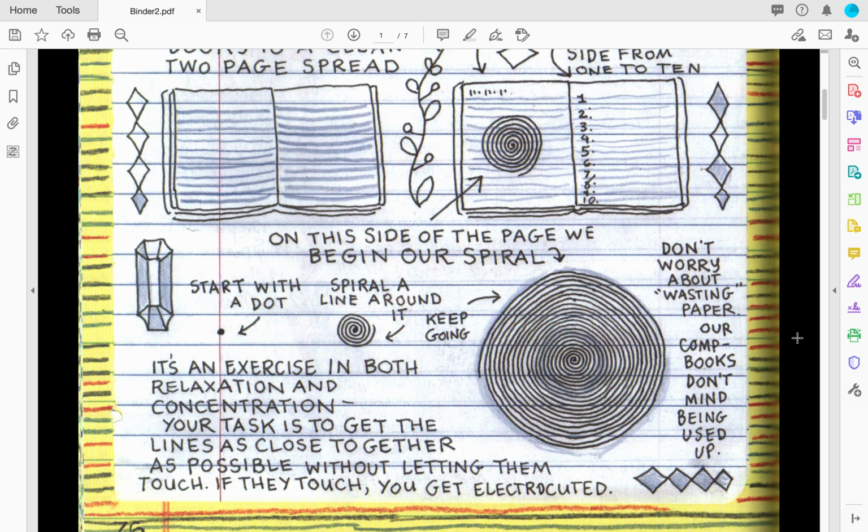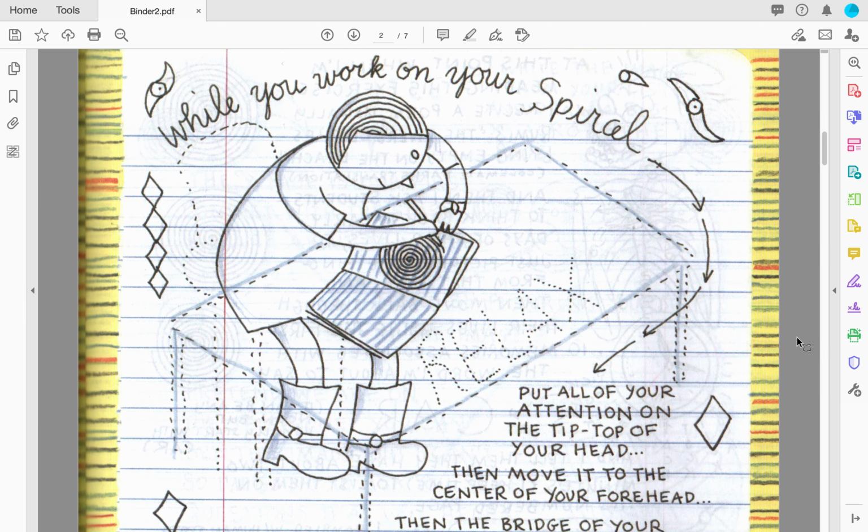So on the other side of the paper that we're not going to draw our spiral on, what we're going to do to prep ourselves before we start is to number that side 1 through 10, because we're going to try to think of 10 things when I give you a prompt. That brings us on to page 2.